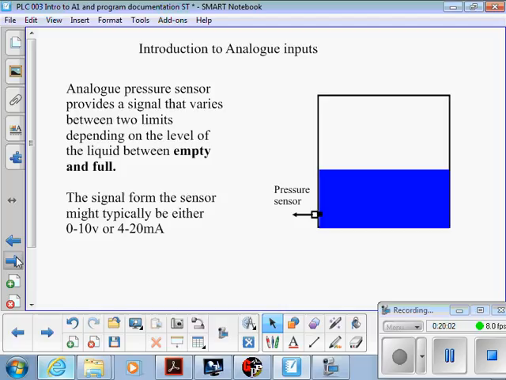Okay, what that does is give us an output of typically 0 to 10 volts, 0 being tank empty, 10 volts being tank full, or 4 to 20 milliamps. 4 milliamps is empty, 20 milliamps is full. It's really kind of beyond the needs of this module, but does anybody know why 4 to 20?